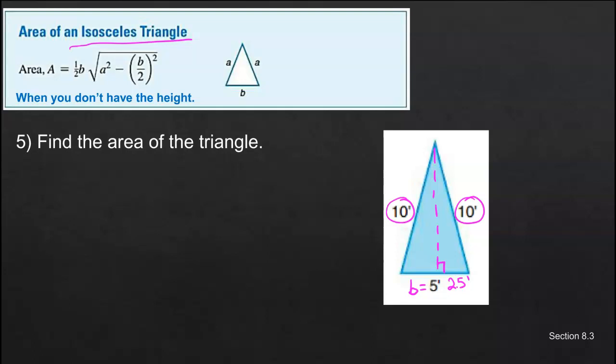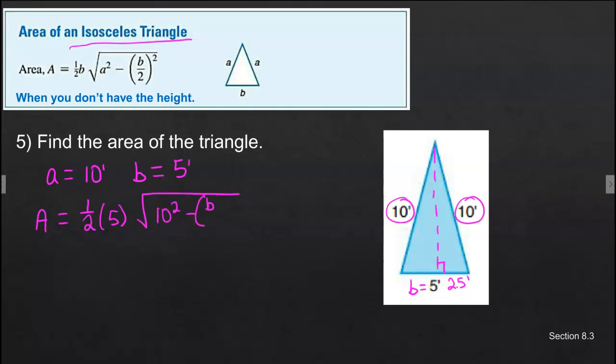Now, it's kind of a weird formula. So my A is 10 feet and B is 5 feet. And if you work with this formula a little bit, you'll probably understand how it is written here. So it is solved for finding the height. So 1/2 of B times the square root of A squared minus B over 2 squared. Notice we were taking this B and dividing it by 2 to find the height, right?